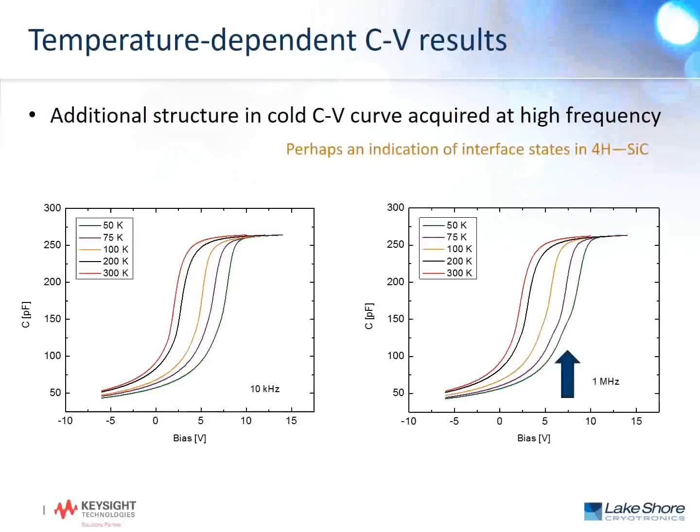Additionally, we did some variable frequency measurements. And so at low frequency, the CV curves are fairly smooth. But as we look at higher frequency, or 1 megahertz, CV characteristics at low temperatures, we see additional structure in the depletion region of that CV measurement. And perhaps this is an indication of fast interface states interacting with some interfacial traps in the MOS structure. This is some fairly new results, and we're very interested to see where those results take us.